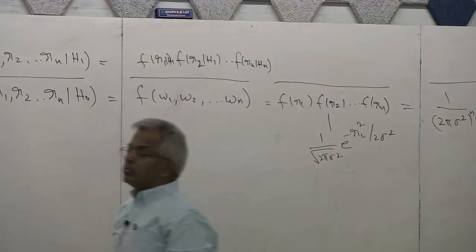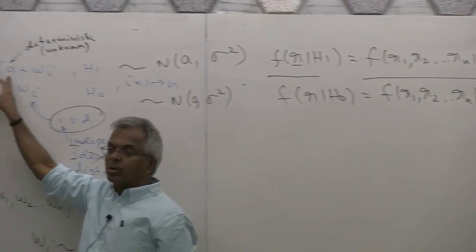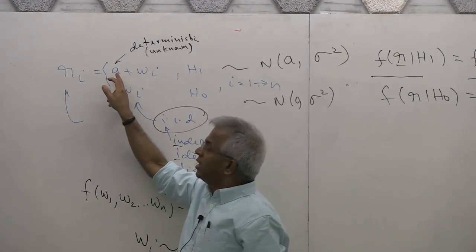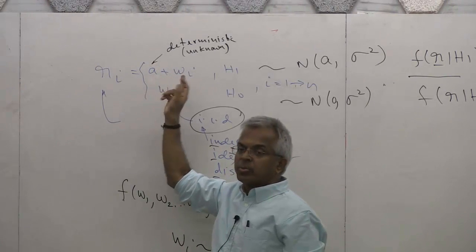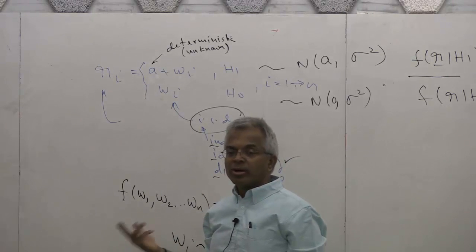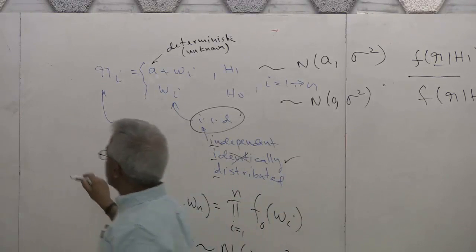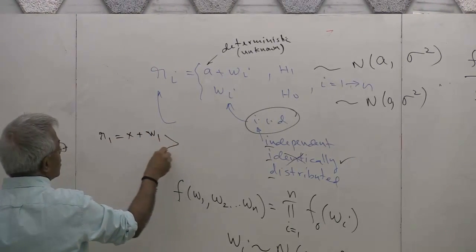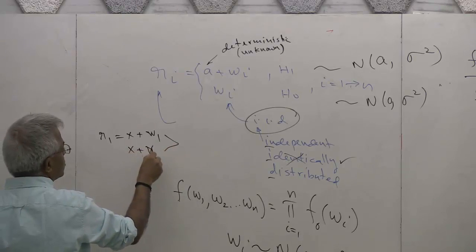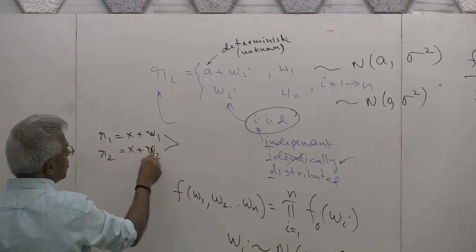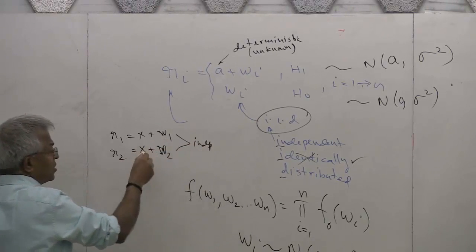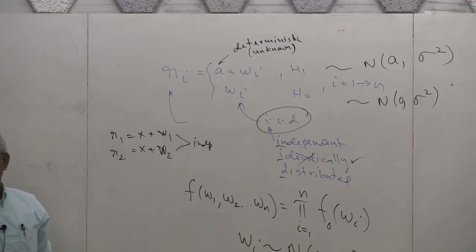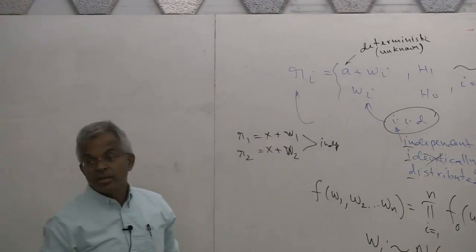But look at here now. Suppose this is Gaussian also. Then what? So let me call these X plus W1, X plus W2. I'm going to call them Y1 and Y2. So this is the problem. R1 is X plus W1. This is X plus W2, R2. W1 and W2 are independent. X is Gaussian, W1 is Gaussian. So this is Gaussian, this is Gaussian. My question is, are R1 and R2 dependent or independent?